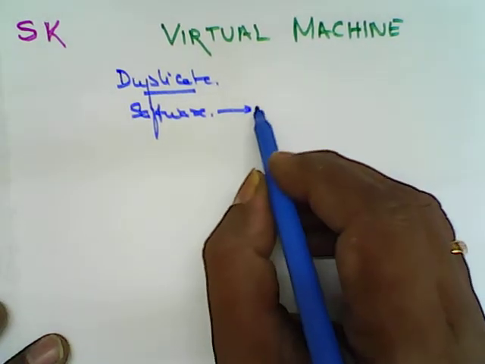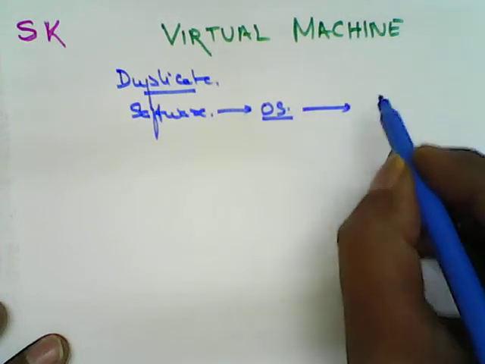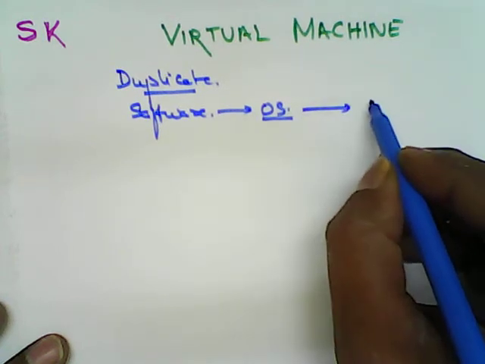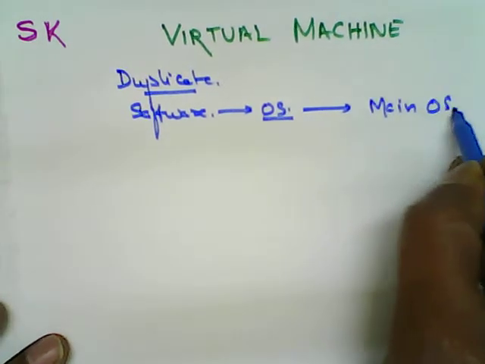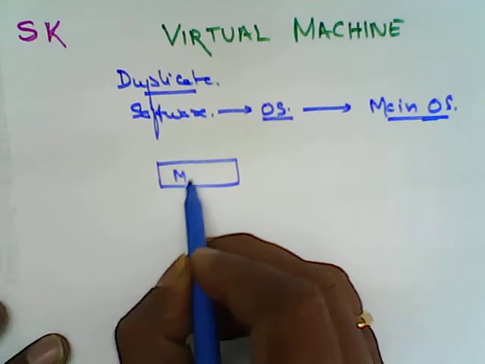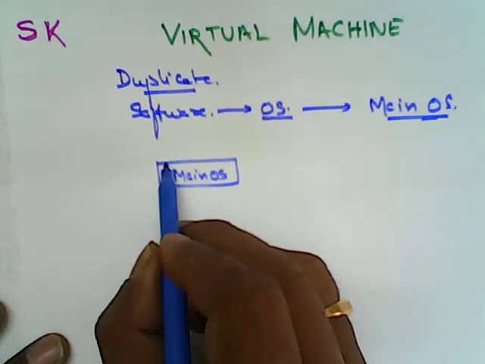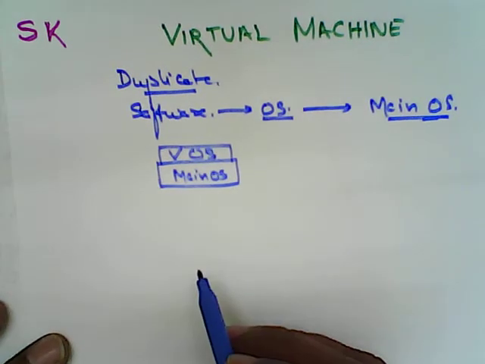and it has its own operating system, and it runs on top of the main OS. That means if this is a main OS, on top of it you will be running a virtual OS. That is in a simple word.